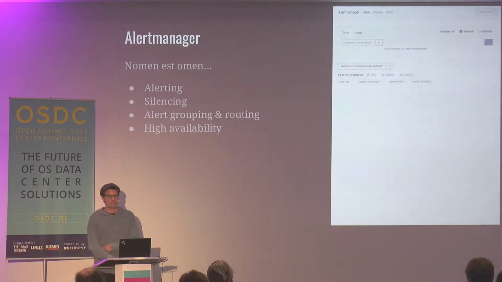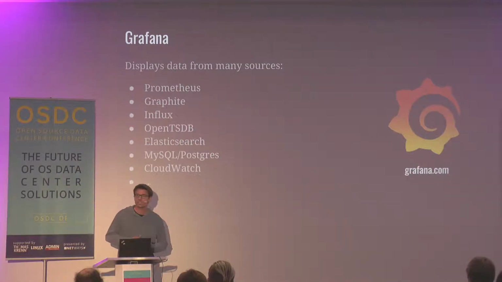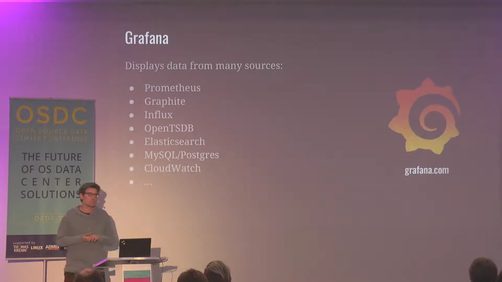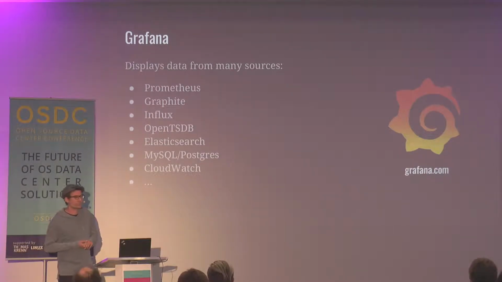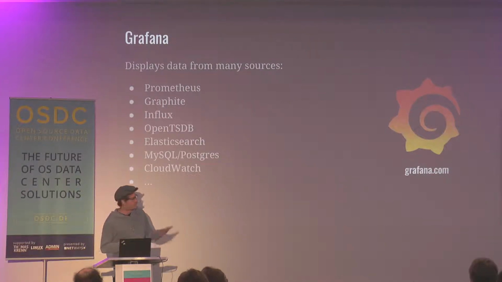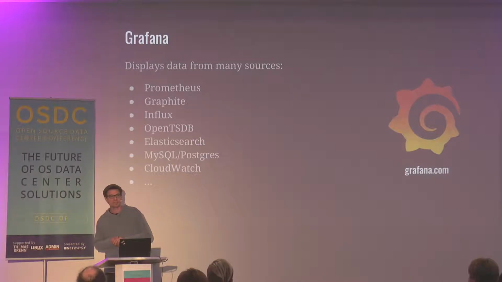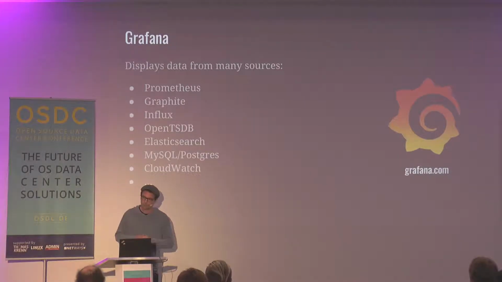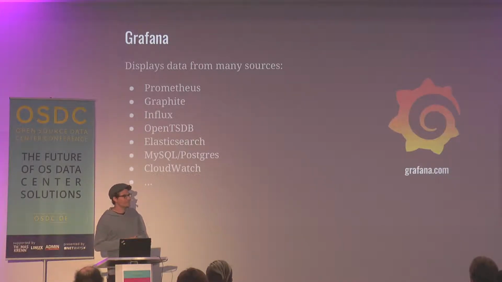Now, just as important as alerting is, of course, dashboards and graphs. So we haven't seen those yet. And actually, the Prometheus project is not concerned with that. And the official recommendation is to use Grafana for all your dashboarding and data visualization needs. Grafana is a totally separate open source project, but an awesome one. And it displays data from many, many different data sources, Prometheus just being one of them. So even if you're not interested in Prometheus, you should probably check out Grafana.